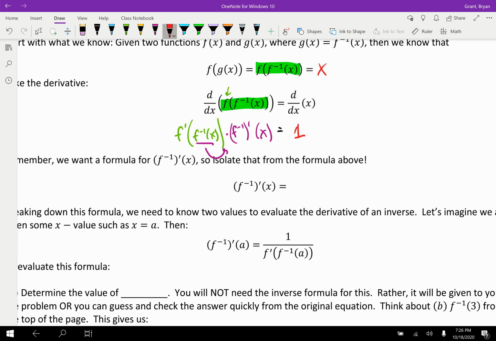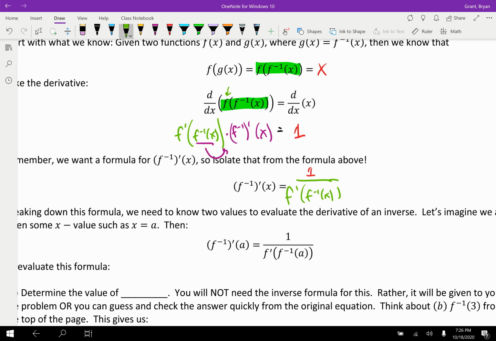Well, we take, of course, the one that's on the right side and divide it by everything we don't care about on the left side, and that is the derivative of the inverse of x. And actually, we're done there. This is the last formula that we need to know.